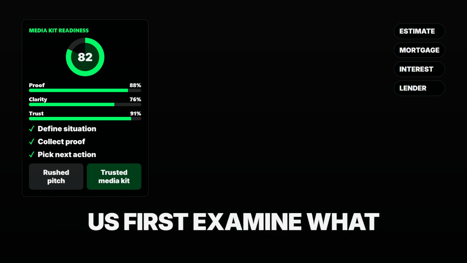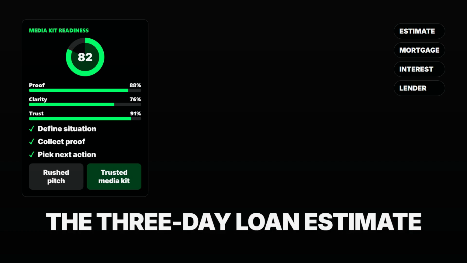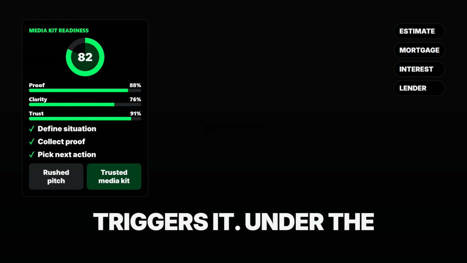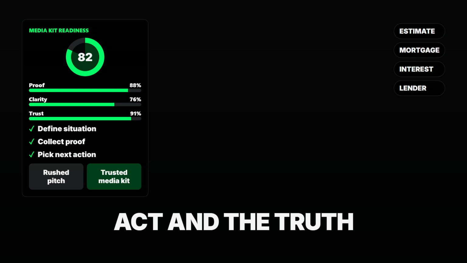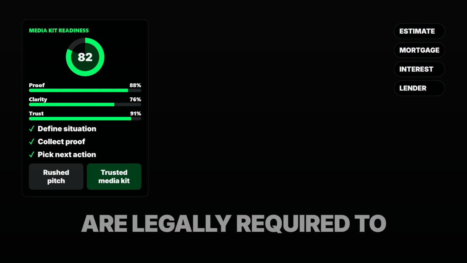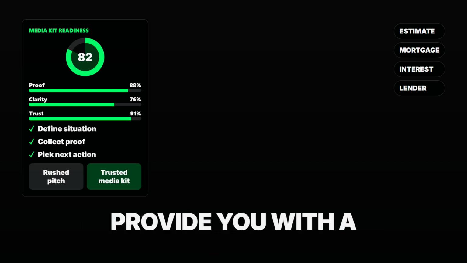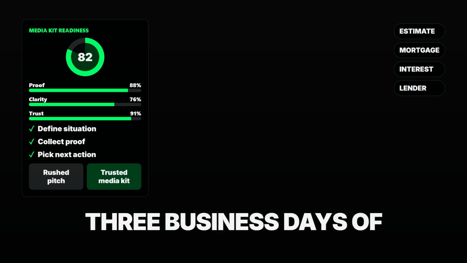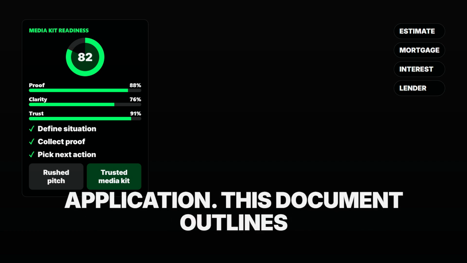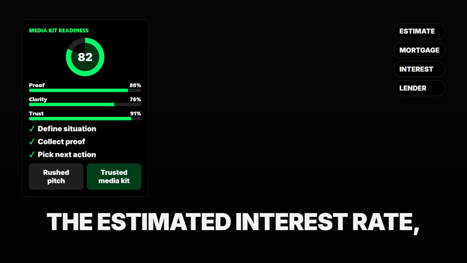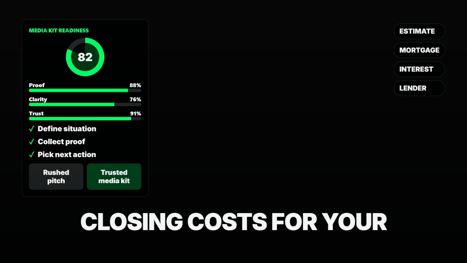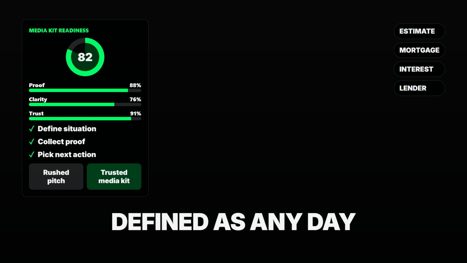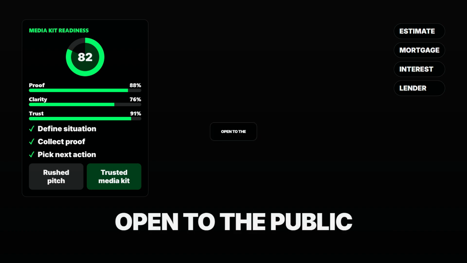Let us first examine what the 3-day loan estimate rule is and how the mortgage application process triggers it. Under the Real Estate Settlement Procedures Act and the Truth in Lending Act, lenders are legally required to provide you with a standardized 3-page document called a loan estimate within 3 business days of receiving your completed mortgage application. This document outlines the estimated interest rate, monthly payment, and total closing costs for your loan. A business day under this rule is defined as any day the lender's offices are open to the public for carrying on substantially all business functions.